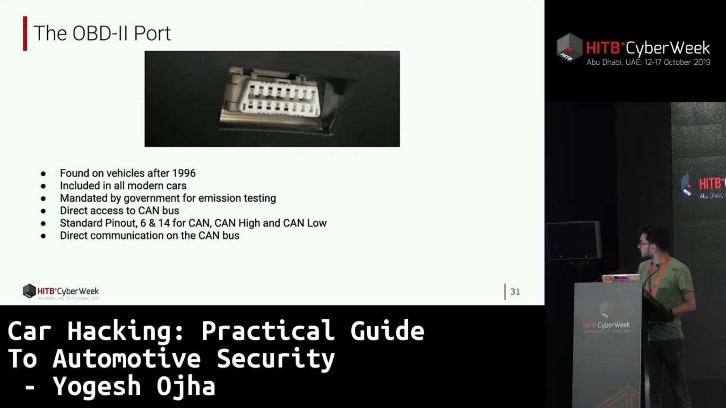Now you have something called OBD-II. This OBD-II represents the most direct access to the CAN network. It is found in vehicles that have been produced after 1996. For vehicle emissions, the government has made this mandatory. So this gives direct access to the CAN bus.